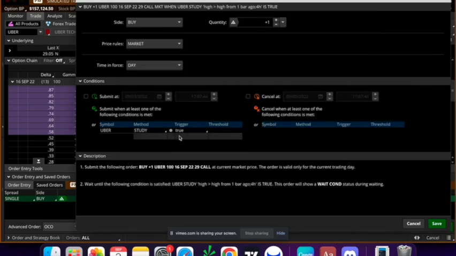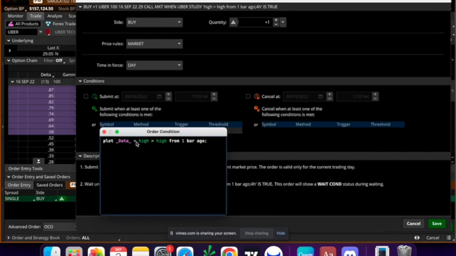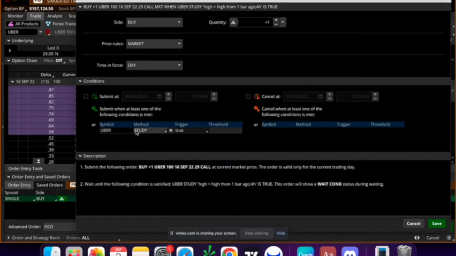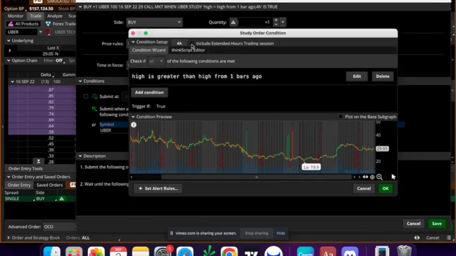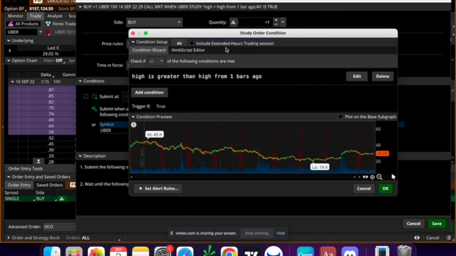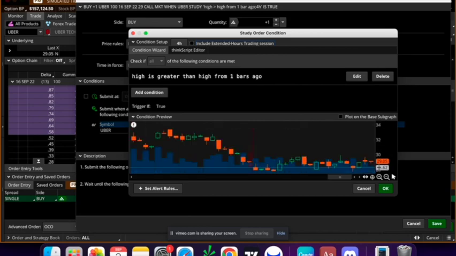Oops, wait, go back because I missed something. Settings. I might need to go back in like this, because I had to click this off. That was the problem. That's why I had the extended trading session on.